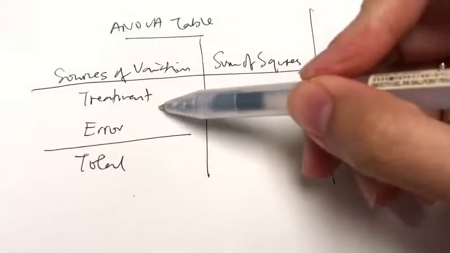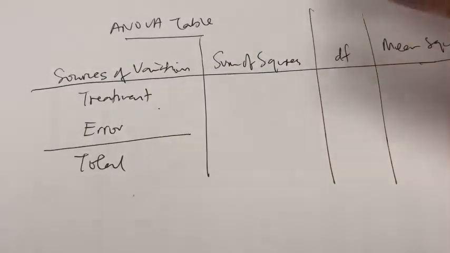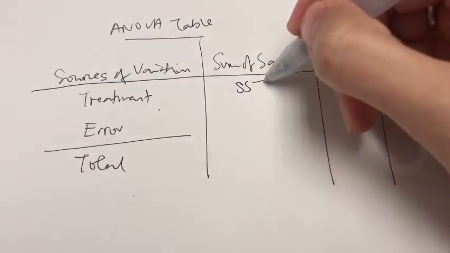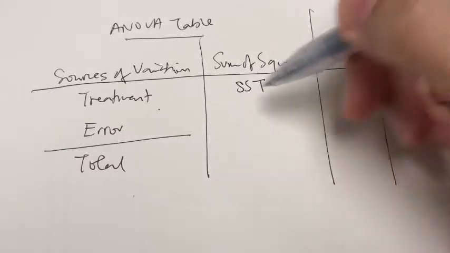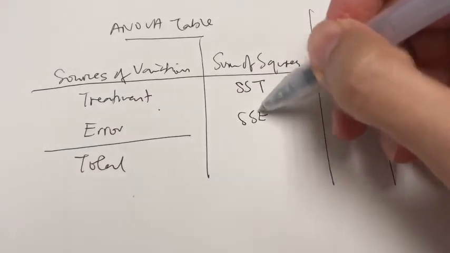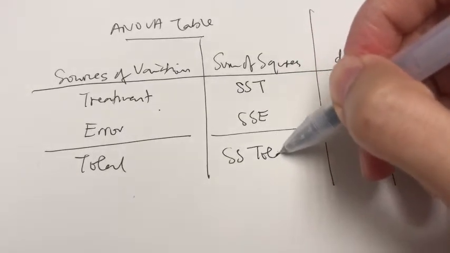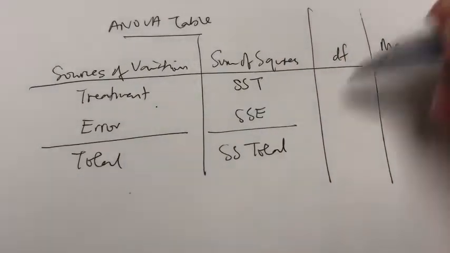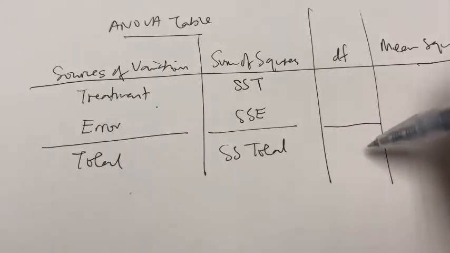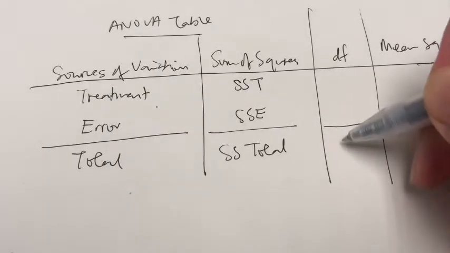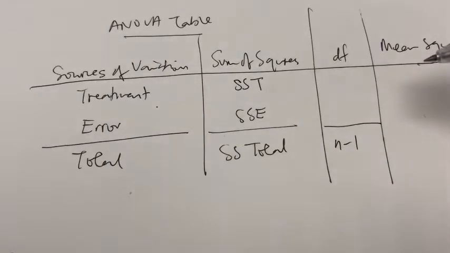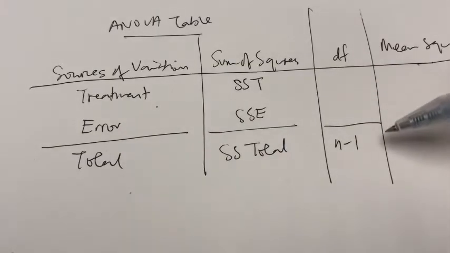Okay? So here for the treatment, just now at the top is the sum of squares due to treatment. For the error, it's sum of squares due to error. And of course, if you add them both, you can get the sum of squares for the total variance, right? Now here, I think we can write down the degrees of freedom for the total variance first, which is n minus 1. Okay, so here, this is n minus 1.